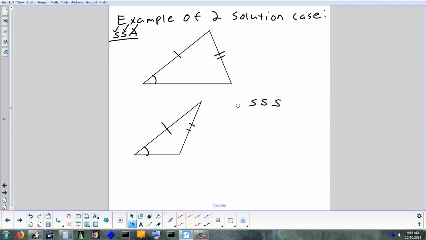Isn't the reason why is because there's no two fixed angles? Because then the third one always has to be the exact same one. Yeah, well, that's part of it.